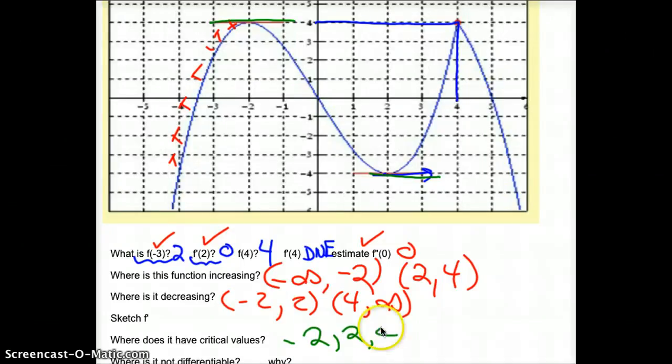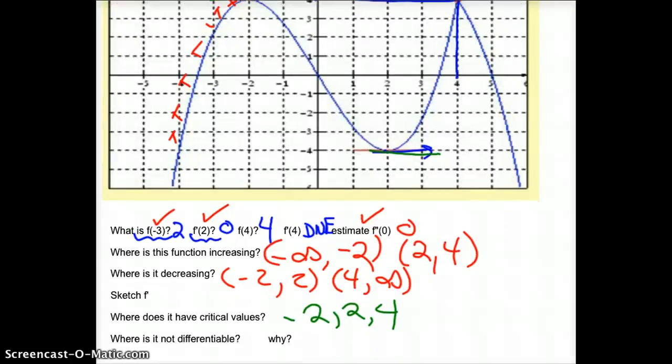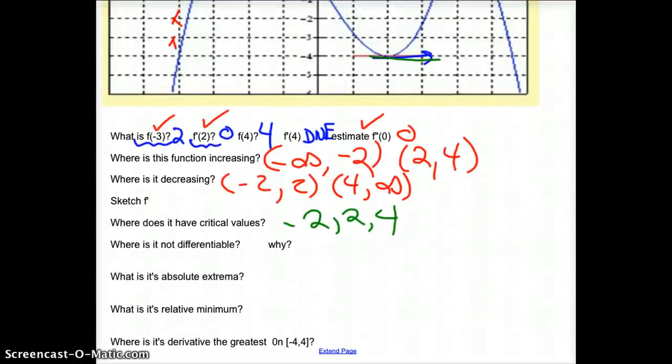At 4, exactly, because it's not differentiable. So you have 3 critical values. Those are what go under consideration when I'm looking for my relative extrema, right? All right, so let's go down here. Then it says, where is it not differentiable? We already said when x is equal to 4, we've got that corner or that cusp there.